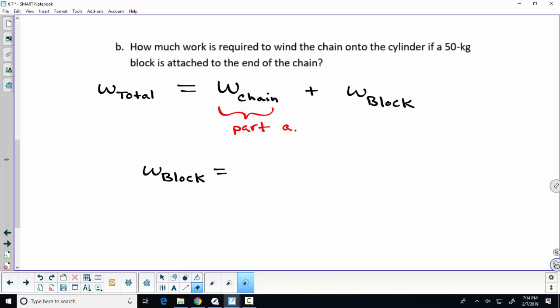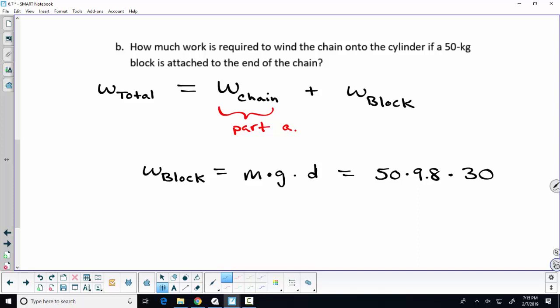So we could take its mass times the distance of lift, which is 30, right? That point would go from 0 to 30, times gravity. Mass times gravity times distance. Does that give work? Yes. Mass times gravity is a force, times distance is work. So mass times gravity times distance.